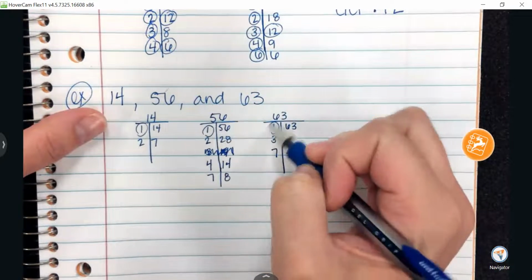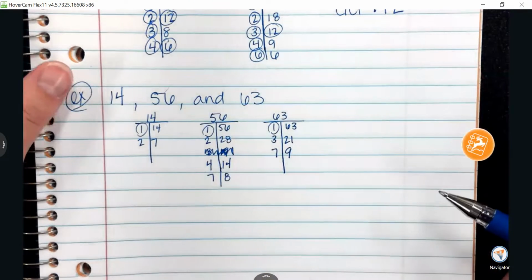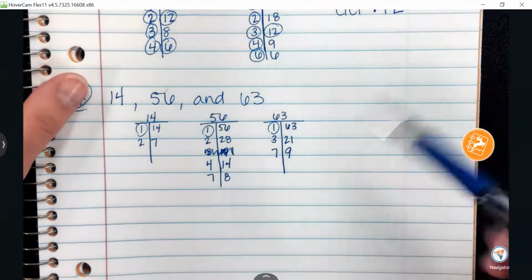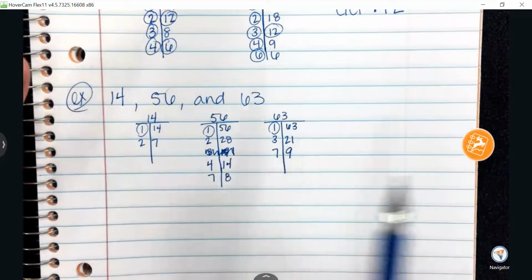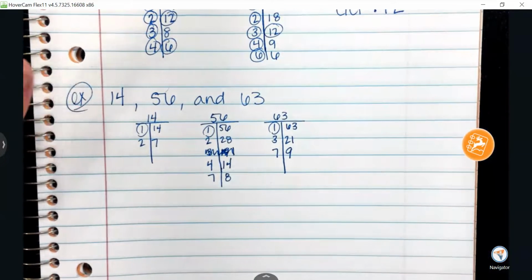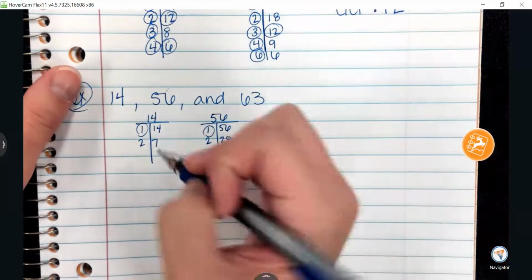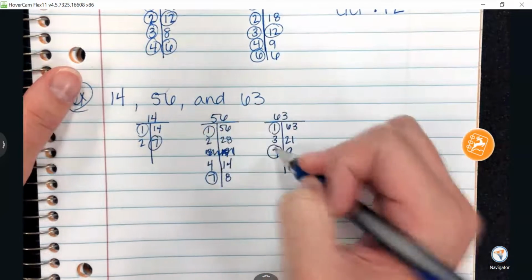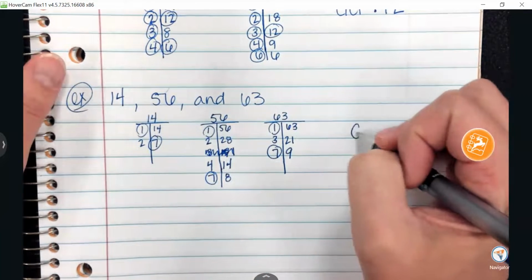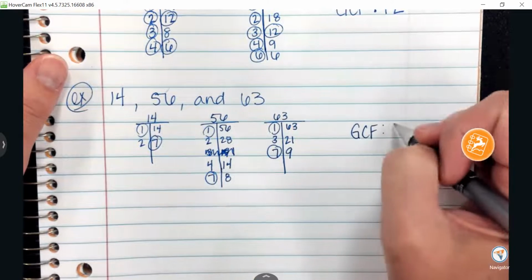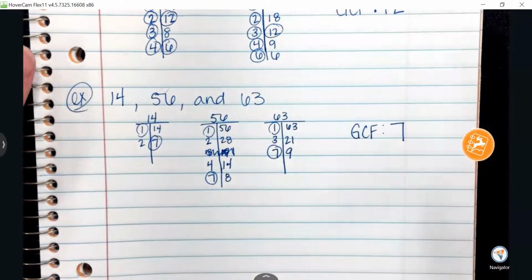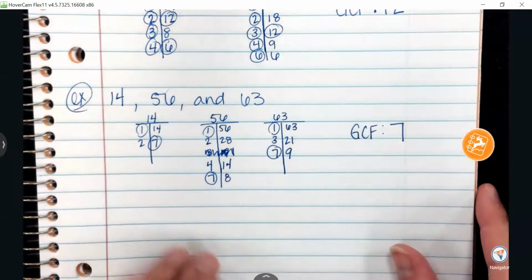1. Is 2 the same? Can I not circle 2? It's not in all 3 of them. Okay. What else is in all 3 of them? 7. Anything else? So what is my greatest common factor? 7. Very good. All right, we're going to do one more.